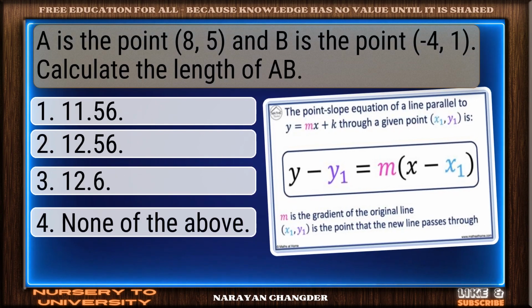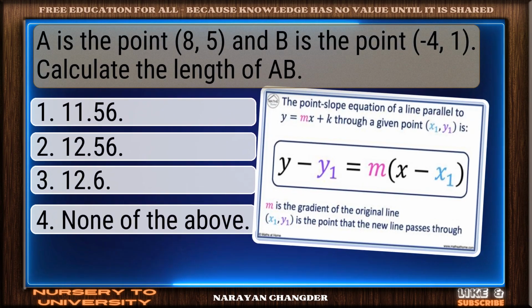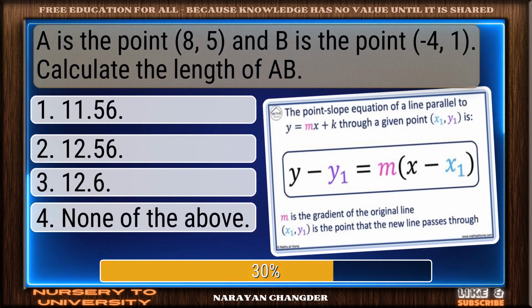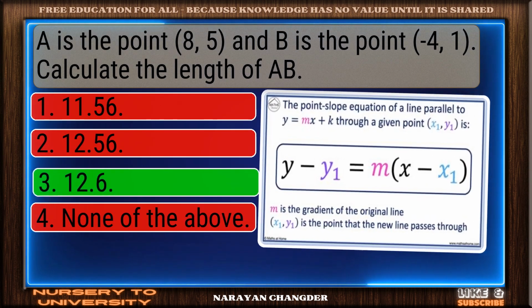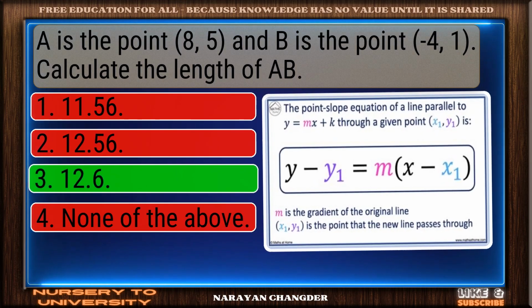Question number 71. A is the point and B is the point. Calculate the length of AB. Clear logic. Your choice 12.6 is sound and 100% true.